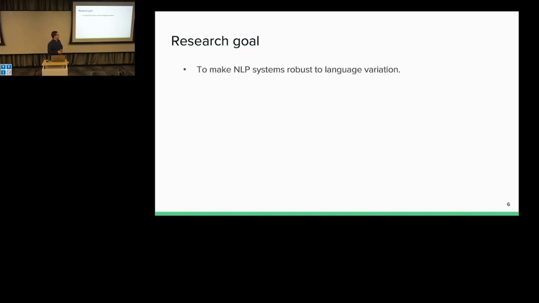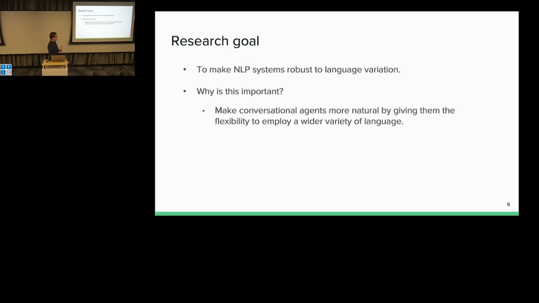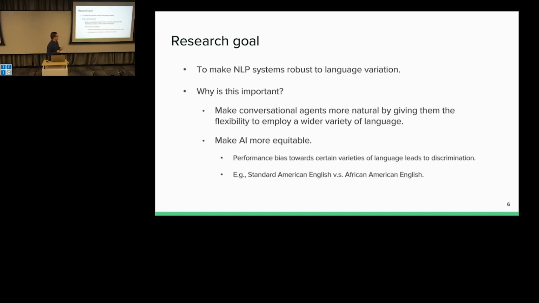But anyways, going back to this overarching research goal of making NLP systems more robust to language variation, let's take a minute and think about why this is important. The obvious answer is that we want to make conversational agents more natural by giving them the flexibility to employ a wider variety of language, so that we don't have to tell the agent that you're acting as a teacher, or you're acting as a criminal in this case. It can figure out what it's supposed to do and not supposed to do just by the linguistic context.